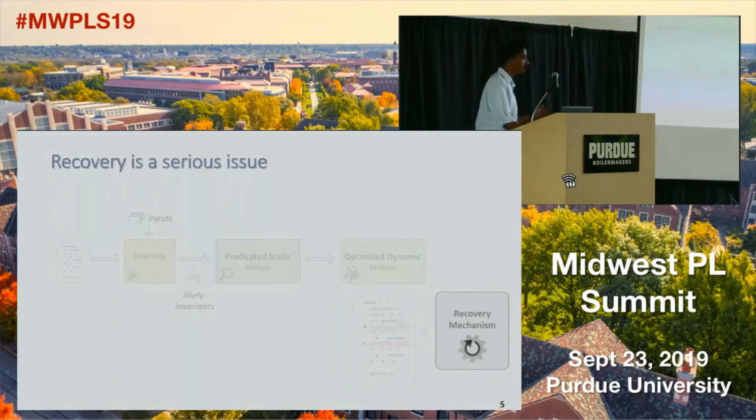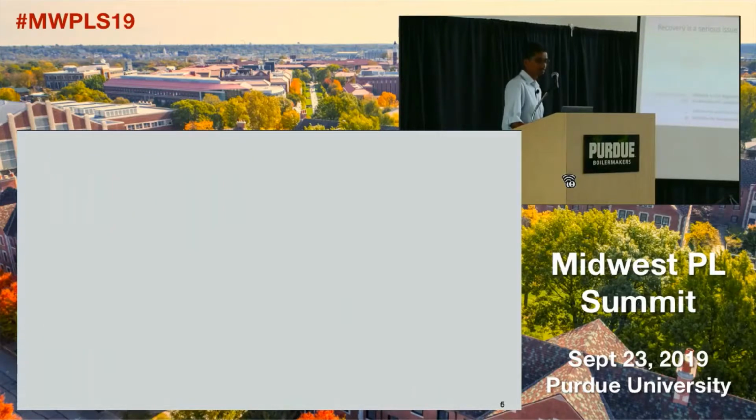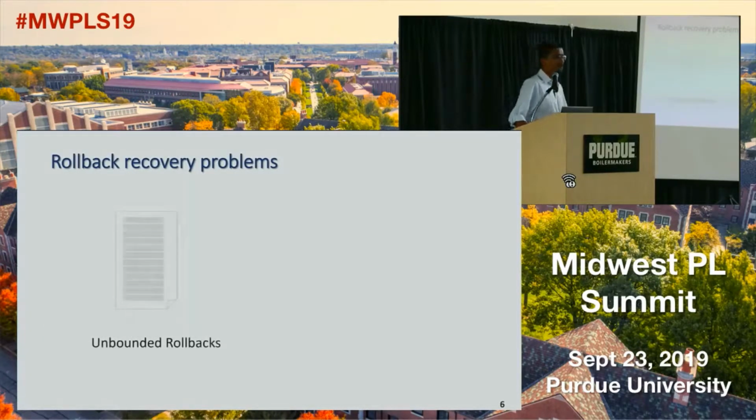So the question is, how do we recover the analysis? Well, in prior work, they just roll back to the beginning of the program and re-execute with the unoptimized analysis. While this solution works for offline postmortem debugging kind of analysis, we cannot tolerate rollbacks on live production systems. So there are two major problems with having rollbacks. Because you are doing this whole program analysis, it is very difficult to bound the window of the rollback because an invariant failure anywhere could essentially result in an unsound optimization as far back as the beginning of the program. So you have unbounded rollbacks.